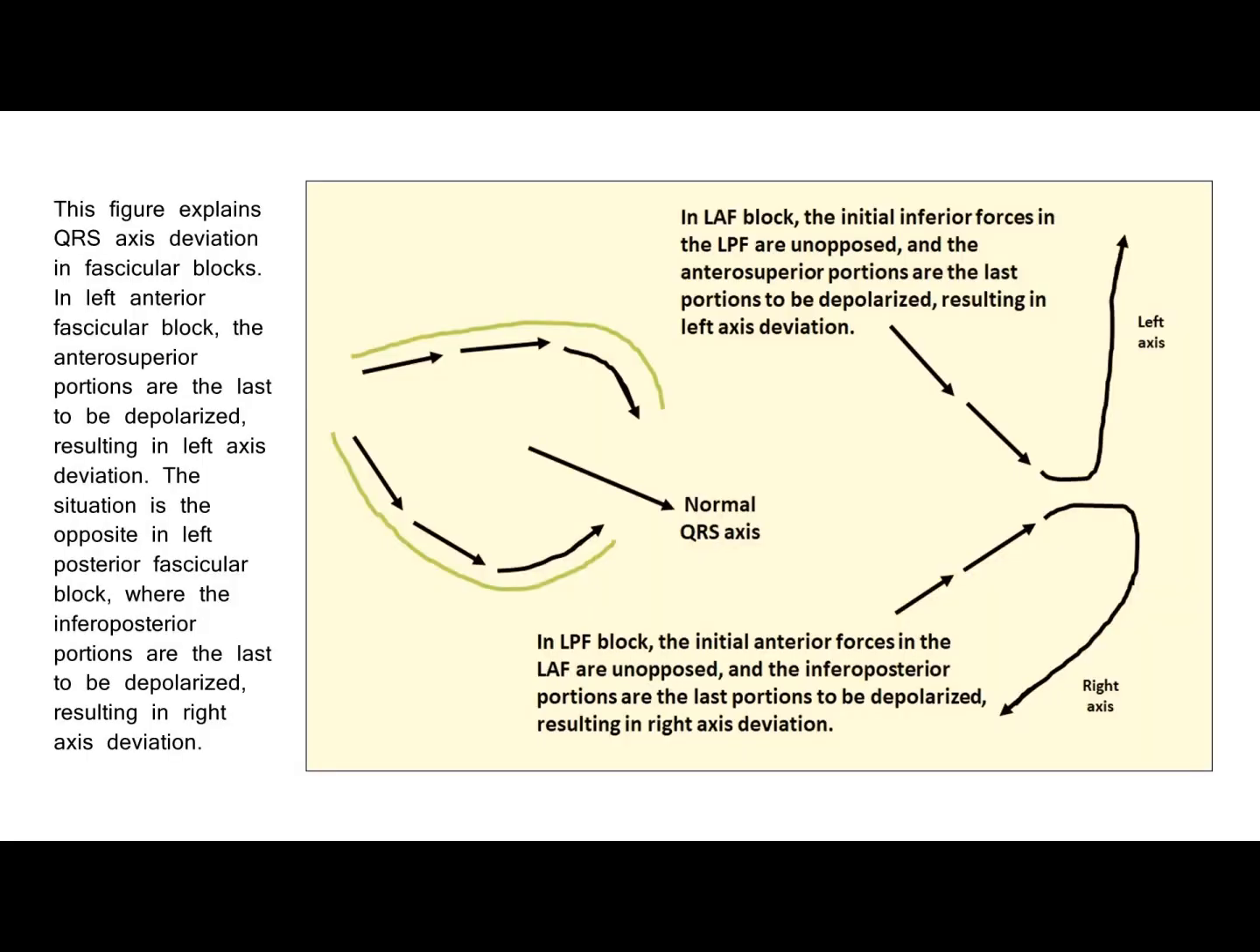This figure explains QRS axis deviation in fascicular blocks. In left anterior fascicular block, the anterosuperior portions are the last to be depolarized, resulting in left axis deviation. The situation is the opposite in left posterior fascicular block, where the inferoposterior portions are the last to be depolarized, resulting in right axis deviation.